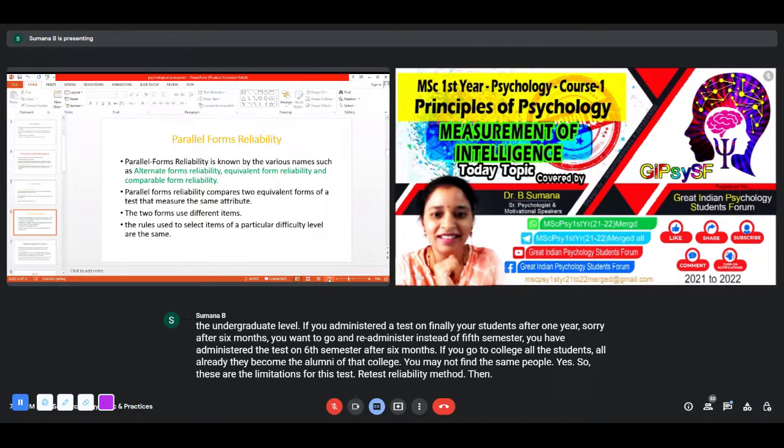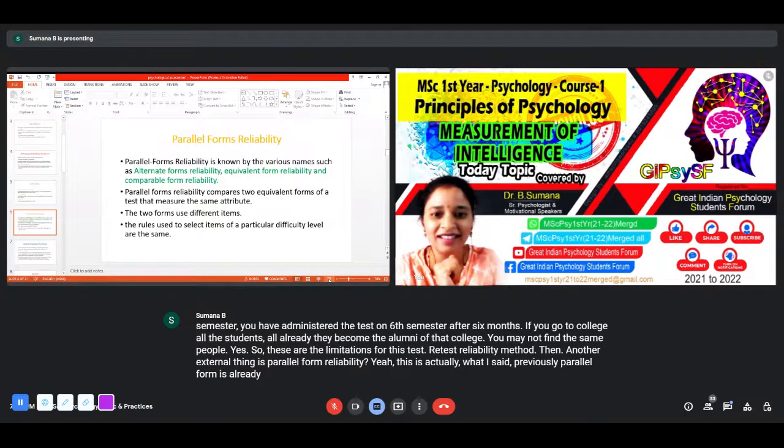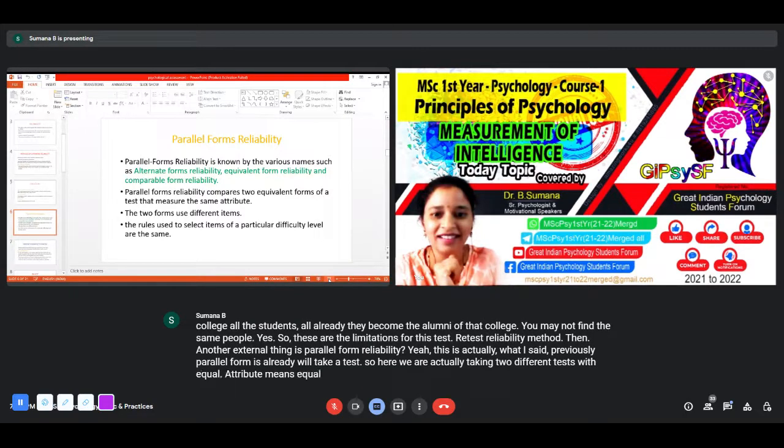Then another external method is parallel form reliability. This is actually what I said previously. Parallel form, we take a test. Here we are actually taking two different tests with equal attributes, meaning equal difficulty level.